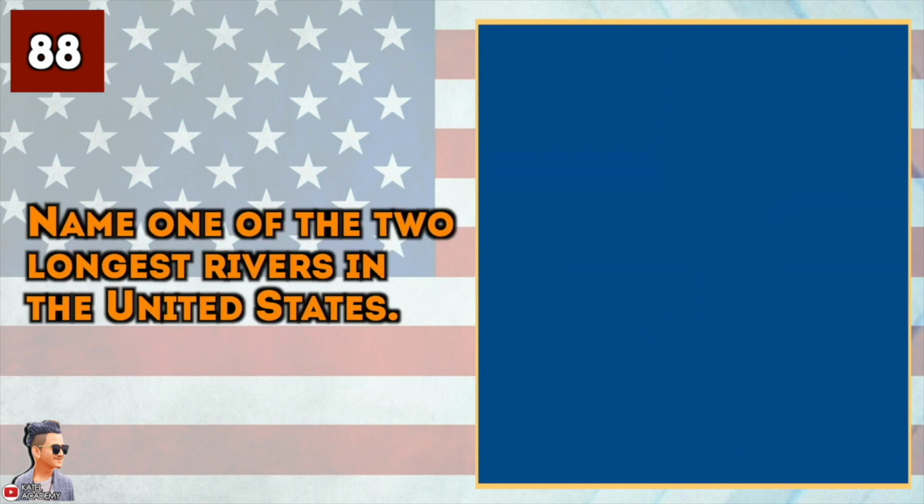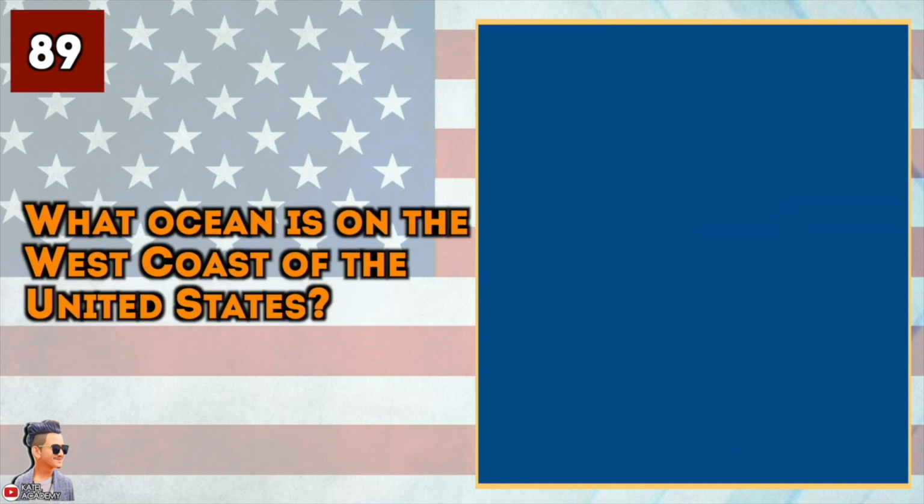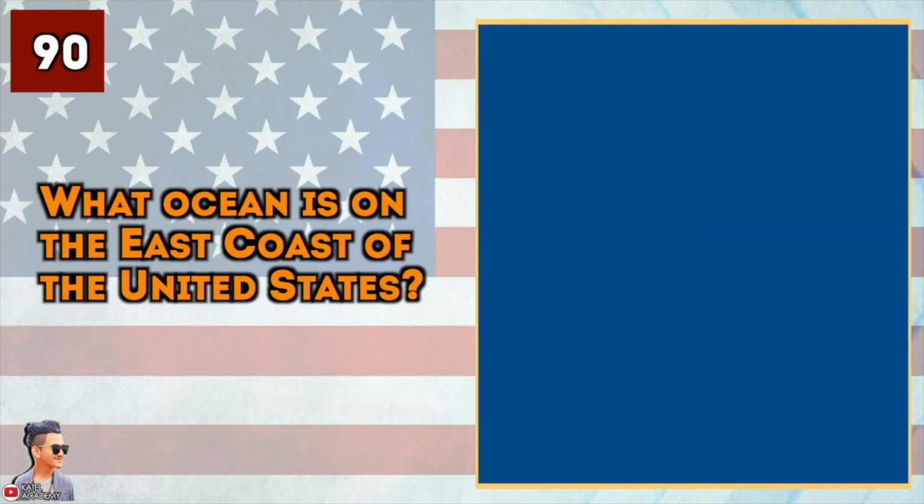Name one of the 2 longest rivers in the United States. Missouri River, Mississippi River. What ocean is on the west coast of the United States? Pacific Ocean. What ocean is on the east coast of the United States? Atlantic Ocean.